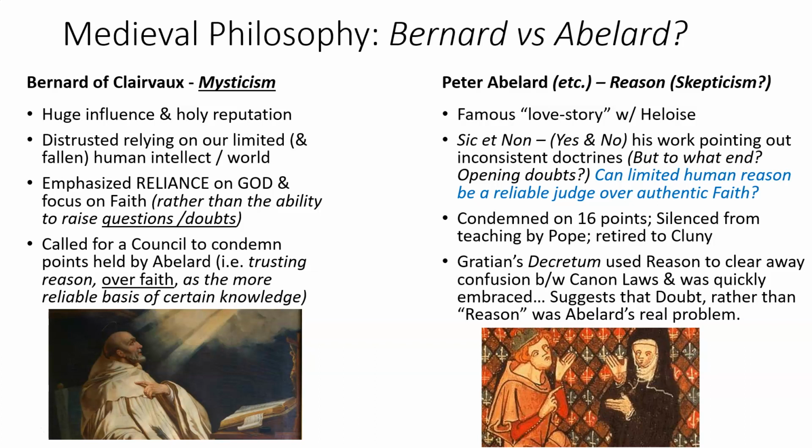His most famous work is Sic et Non, meaning yes and no, and pointing out, notice, inconsistent doctrines. But the key to point out here is why. What's his point in pointing out these doctrines? And rather than clearing them up, which we'll get to in a second, in many ways, his real mode of thought is to look for and exploit and emphasize doubts where possible.